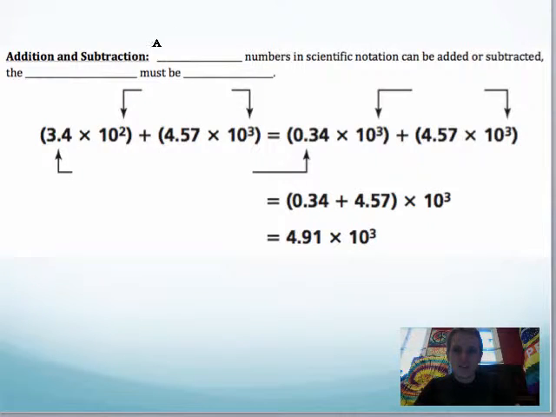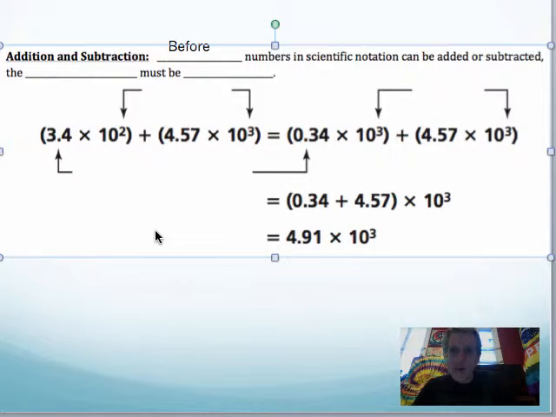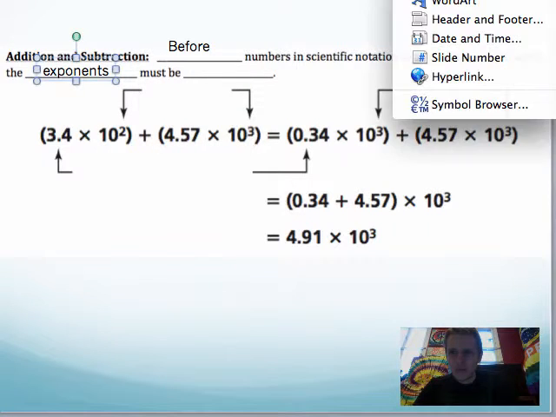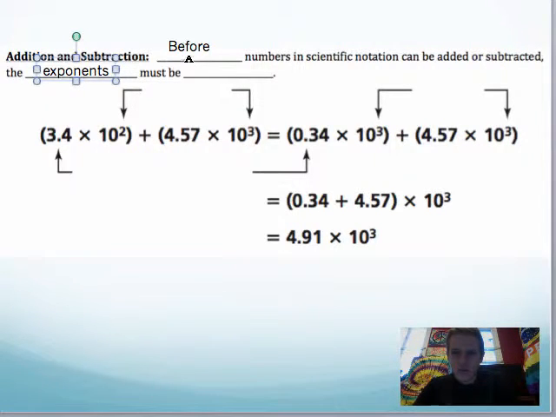So with addition and subtraction, before numbers in scientific notation can be added or subtracted, the exponents have to be equal. Basically, all that means is you have to have like terms. So the exponents must be equal. Before numbers in scientific notation can be added or subtracted, the exponents must be equal.